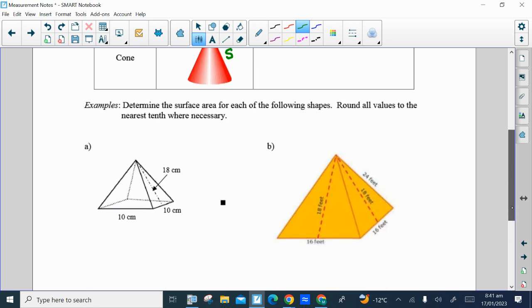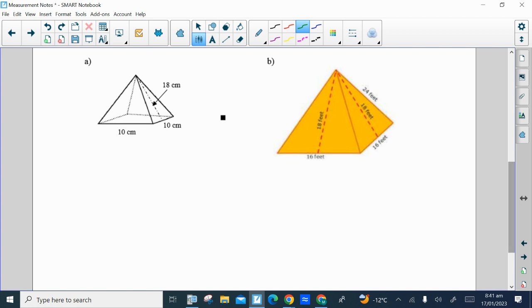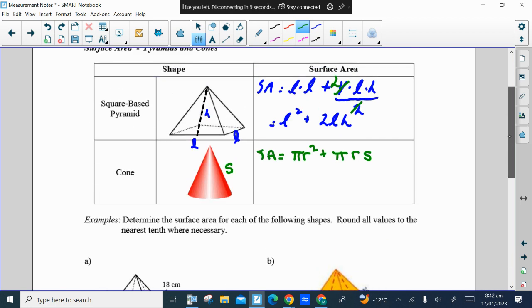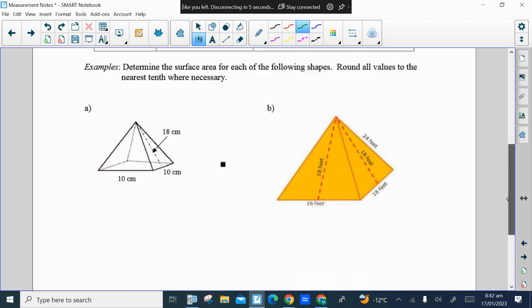Okay, so I'm just going to do a couple examples from this lesson, then we're going to go on to the next lesson, which is the surface area of composite shapes, where you have a couple different shapes put together. For question A, that is a square-based pyramid. And we saw above that the formula for the surface area of a square-based pyramid is L squared plus 2LH.